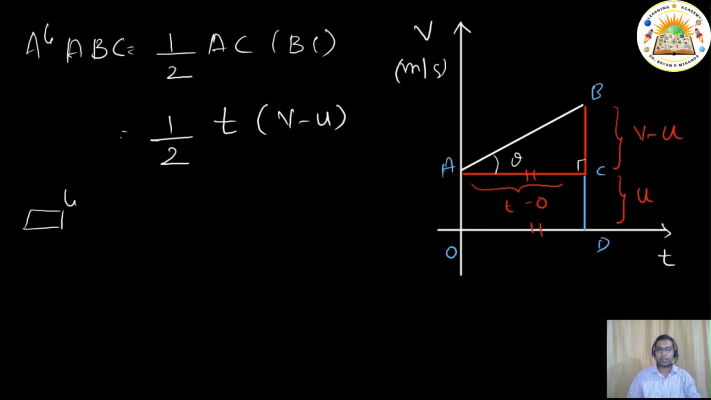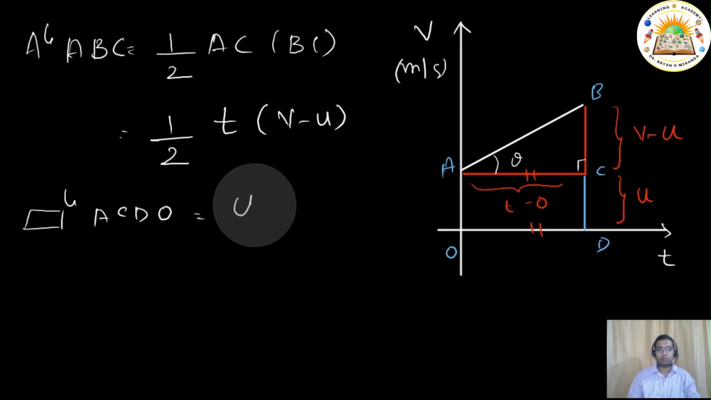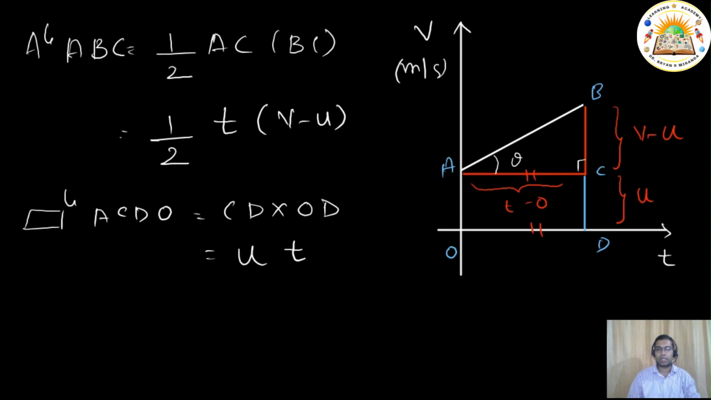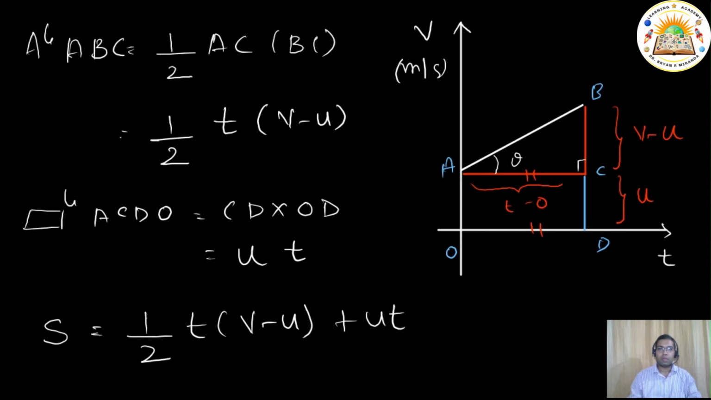And if I look at the rectangle ACDO, it is nothing but length into breadth. That is, we can write it as CD into OD. And CD is U, OD is T. So let us add. So the displacement is nothing but half T times (V minus U) plus UT.